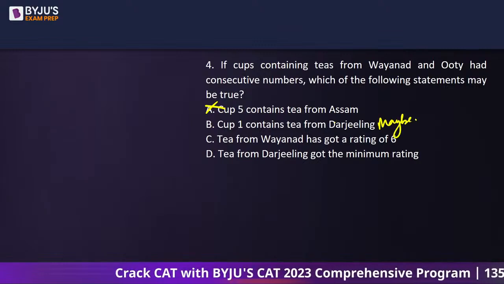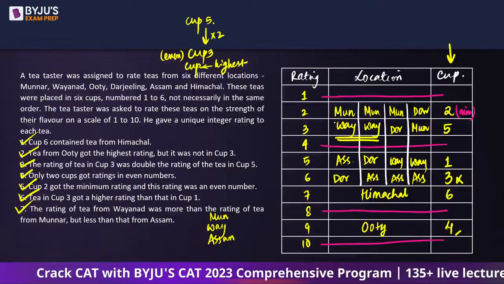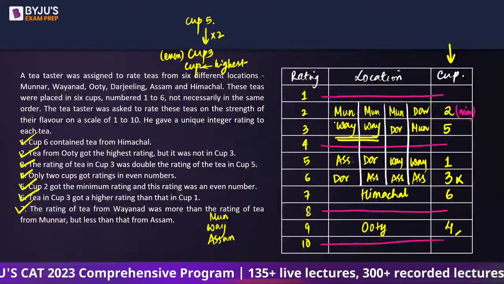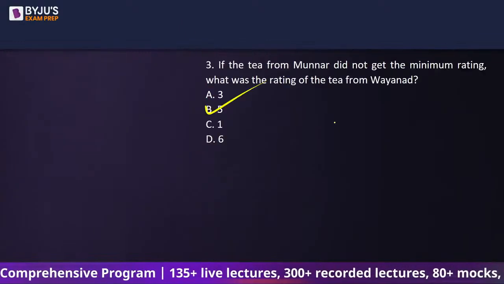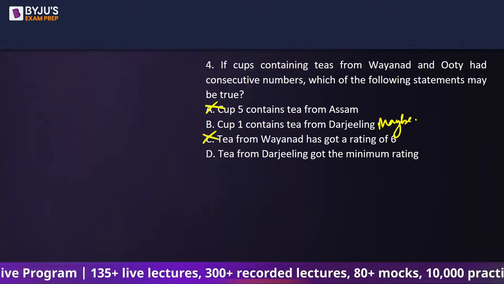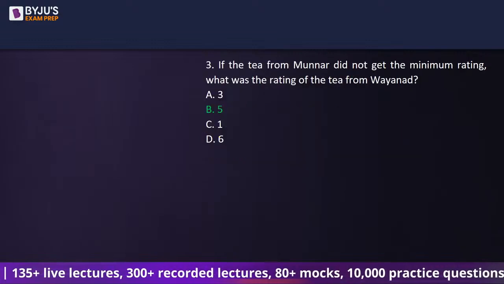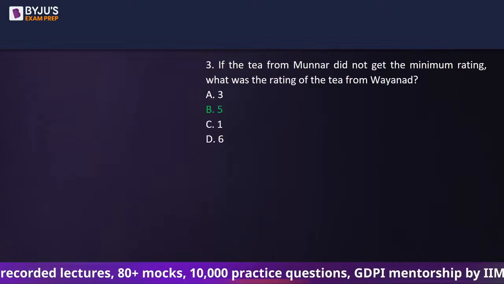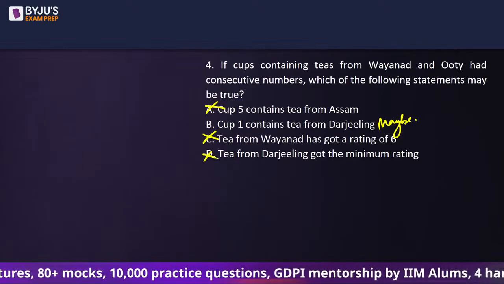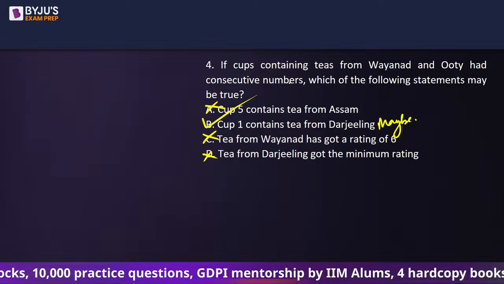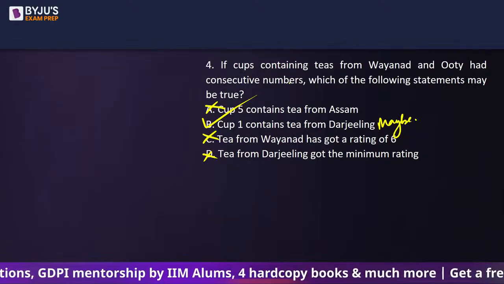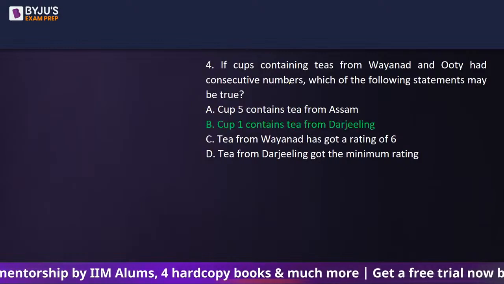Tea from Wayanad has got a rating of 6. At a rating of 6, we don't see any Wayanad. It's Darjeeling or Assam. So this is wrong. Tea from Darjeeling got the minimum rating. Darjeeling was never at the top in these two cases. So the fourth option is also false. So this tells us that B gets the best contention here out of the 4 options. So that becomes maybe. So B is the answer.